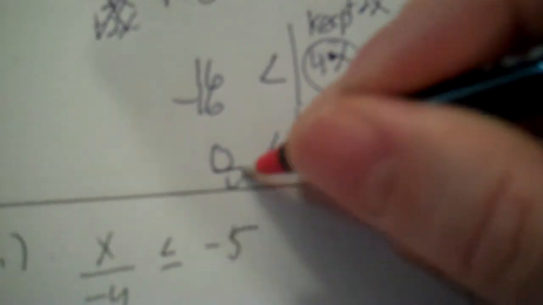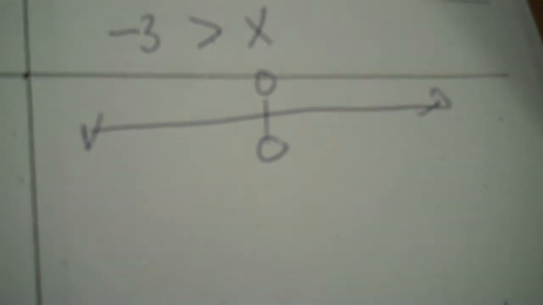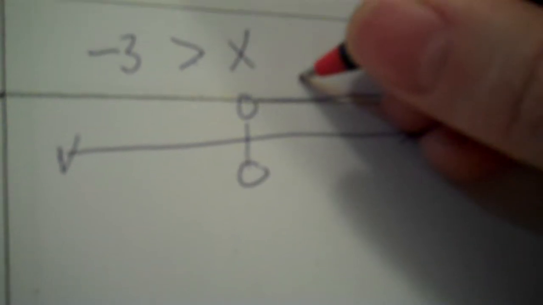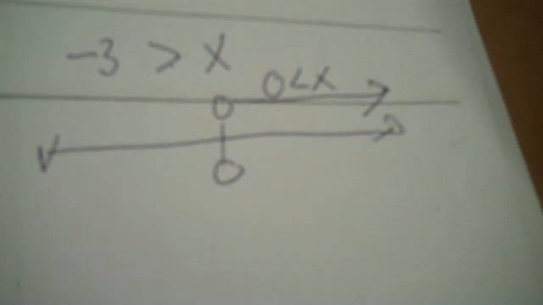Minus 16, minus 16. So that's 0, and then 4 times x. And divide by your 4, and you got your answer. So you have x behind the symbol. And 0 divided by 4 is 0, so you put your circle above 0. Eats x, so that goes this way. 0 less than x.